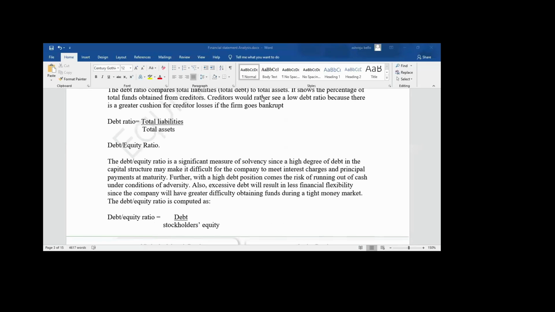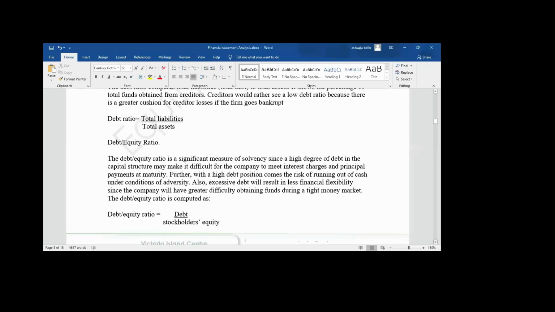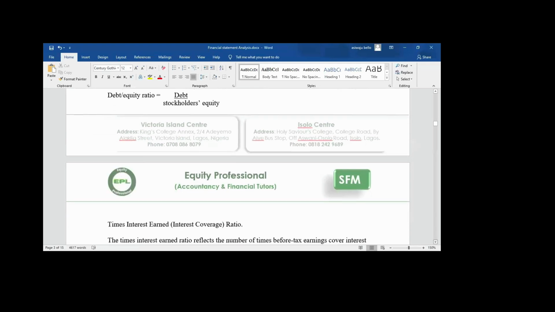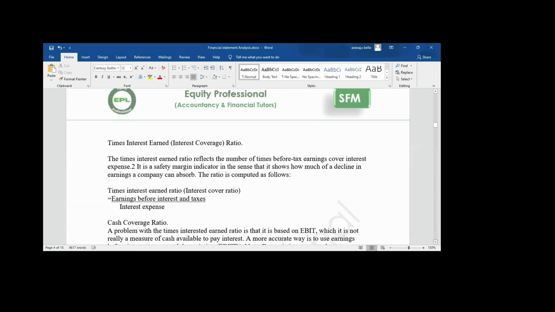You can look at the debt to equity ratio. That's our long-term debt over shareholders' funds. We also have the interest cover ratio to assess the degree of financial risk, the degree of solvency. You can compute interest cover ratio as earnings before interest and tax, divided by the interest expense.